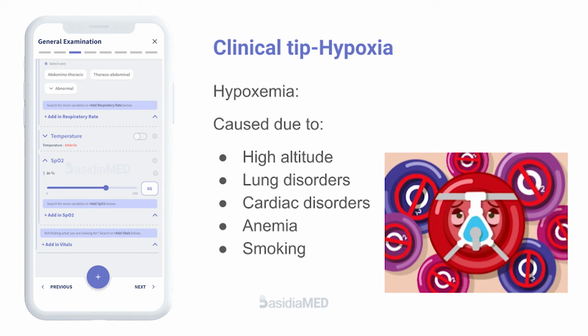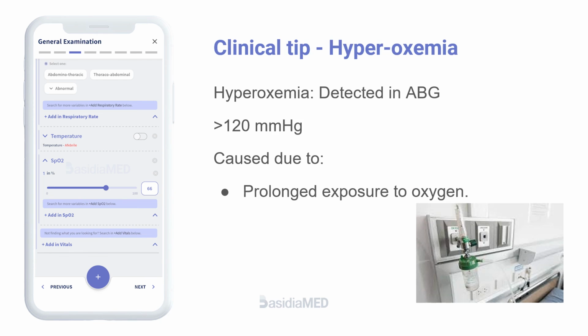Hypoxia is caused by extremely high altitude, or decreased capacity of the lung to take in oxygen, as in asthma, COPD, interstitial lung disease, and viral infections such as COVID-19. It can also be caused by decreased capacity of the heart to supply oxygenated blood, like in congenital heart disease. Other conditions include sleep apnea and smoking.